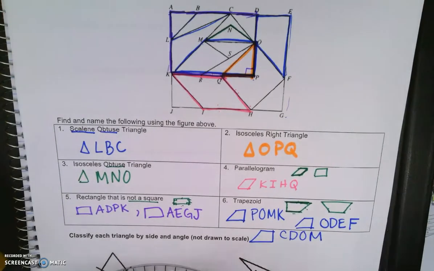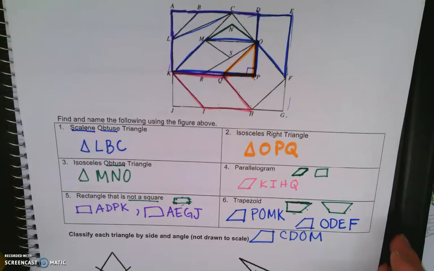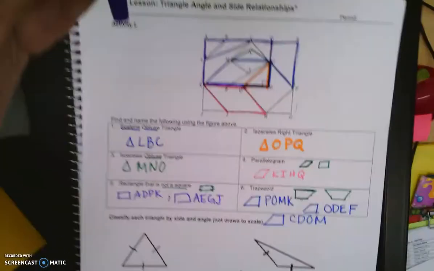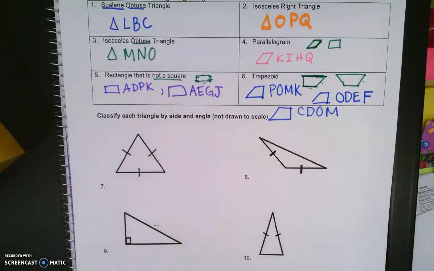CDOM. Lots of trapezoids in that picture. Excellent. So let's keep going. The next set of directions say classify each triangle by side and angle. And this is not drawn to scale. So I'm going to pause the video for 3 minutes while you finish classifying each triangle by side and angle.